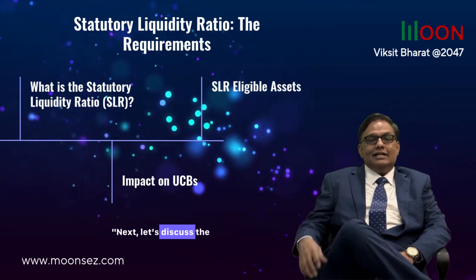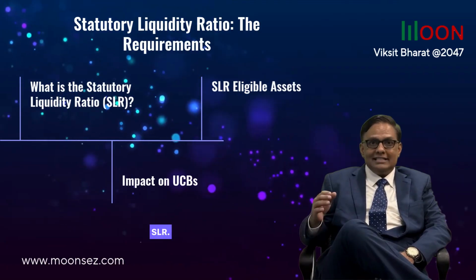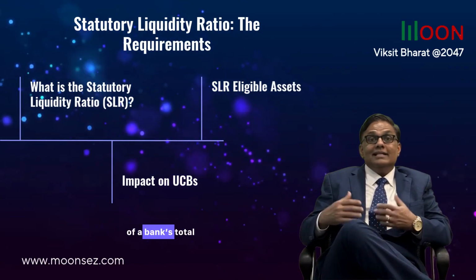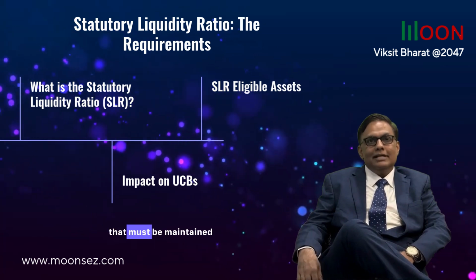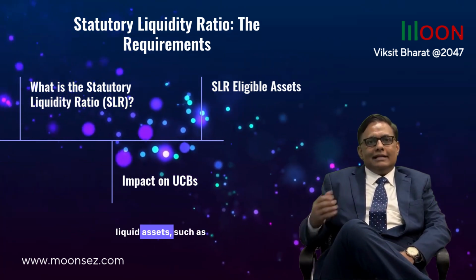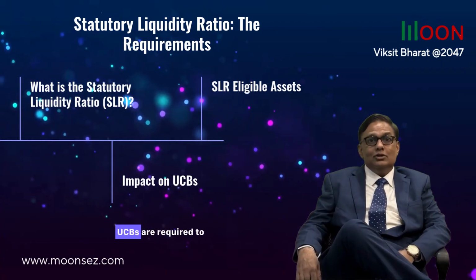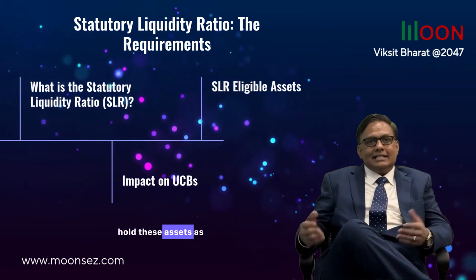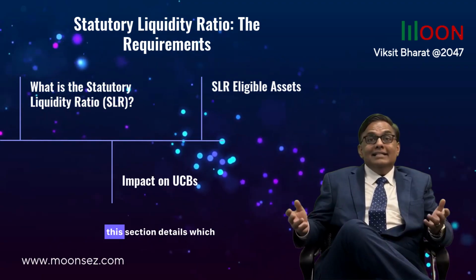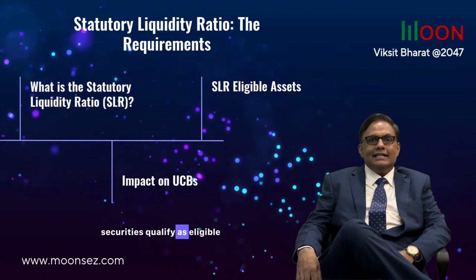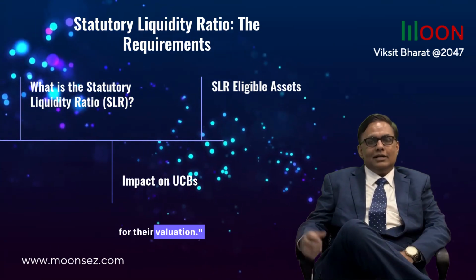Next, let's discuss the statutory liquidity ratio or SLR. This is the percentage of a bank's total demand and time liabilities that must be maintained in the form of liquid assets such as cash, gold, or unencumbered government securities. UCBs are required to hold these assets as per RBI guidelines, and this section details which securities qualify as eligible assets and the procedure for their valuation.